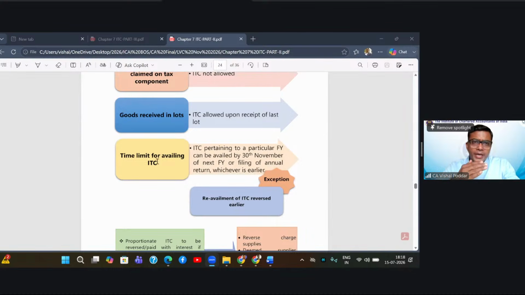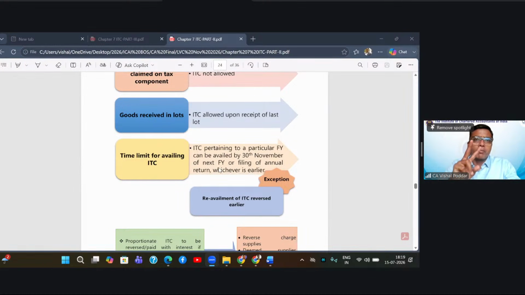Now, let us say we are talking about the ITC for the financial year 2025-26. You can avail the ITC in any of the 3Bs of that entire year. And even after the close of the year, like right now, we are in the next financial year 26-27, you can claim ITC in the 3B that you file in the next financial year up to 30th of November. So for financial year 25-26, you can claim the ITC of 25-26 in any of the 3Bs that you file up to 30th November 2026, or before you file the annual return for 25-26, whichever is earlier.